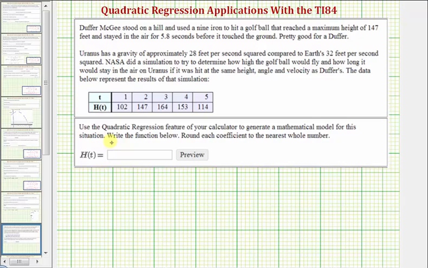In this first question, we're asked to use the quadratic regression feature of the graphing calculator to generate a mathematical model for this situation. And we're asked to round each coefficient to the nearest whole number. So the first step is to enter the data into the calculator.